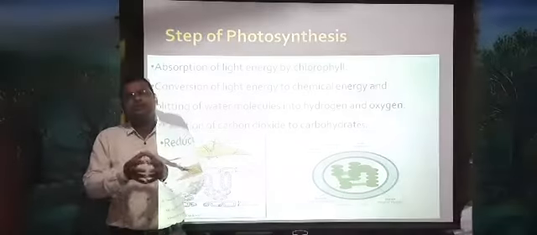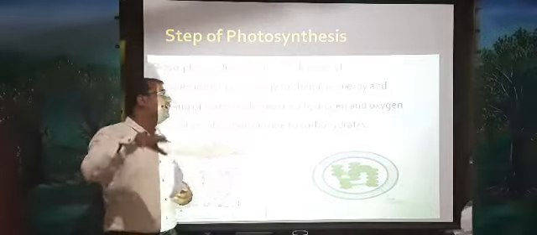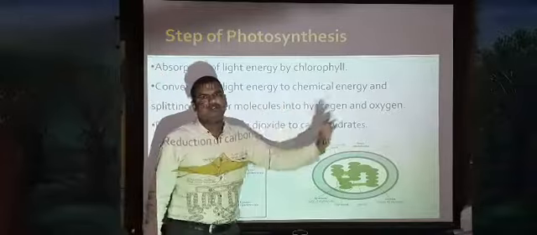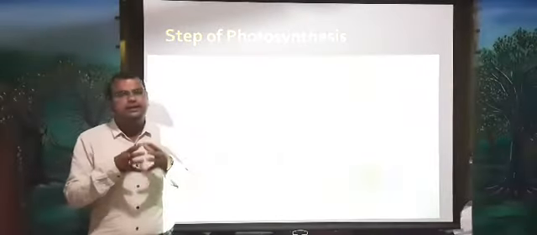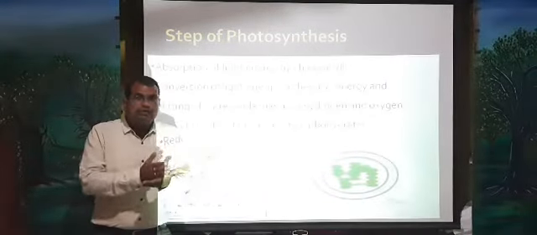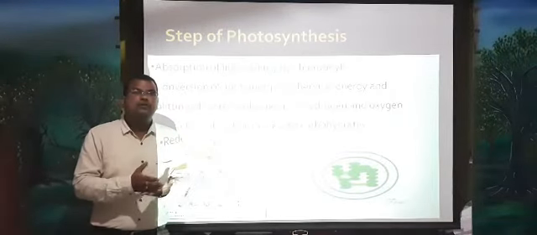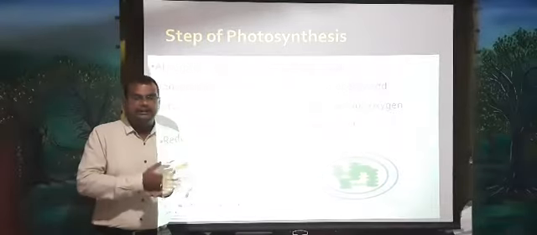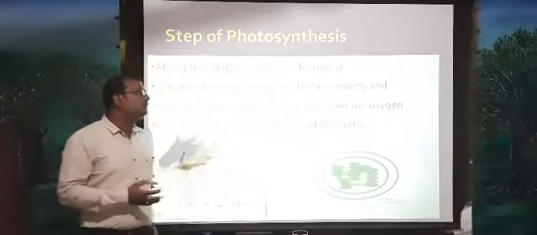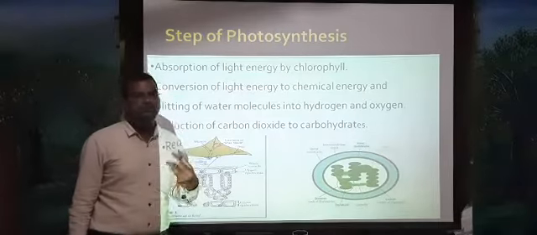The light energy which is converted into chemical energy, that chemical energy is utilized for splitting of water molecules into hydrogen and oxygen. Water is a molecule which is a combination of hydrogen and oxygen. This water is going to split by utilizing what? Chemical energy. How is that chemical energy formed? It is converted from the light energy. That chemical energy is utilized to break water molecules into hydrogen and oxygen. So this is the second step which takes place during photosynthesis.